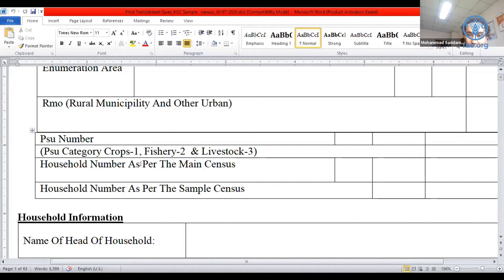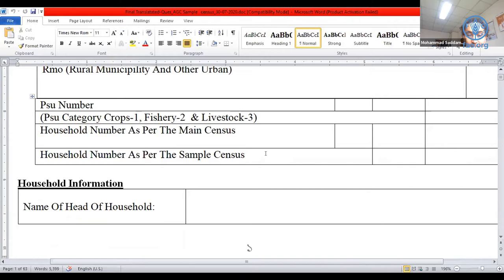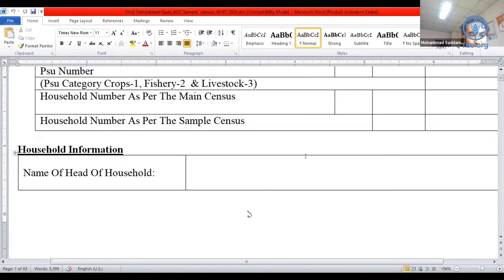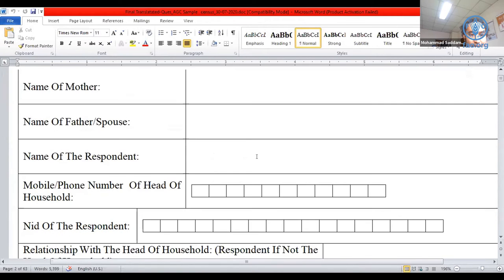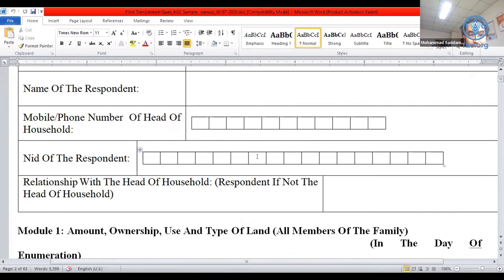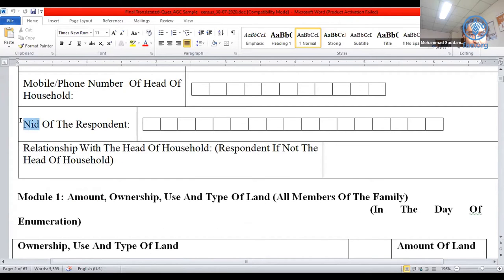And then household number as per the main census, then household number as per the sample census. For targeting the house, we gave the two numbers. There was a number in the main census on that household, and we try to keep it matching and keep these two numbers in the sample census questionnaire. Then it comes to the household information: name of the household head, name of the mother, father, name of the respondent, the mobile number, NID, the national identification number of the respondent, relationship with the head of the household, then module one.